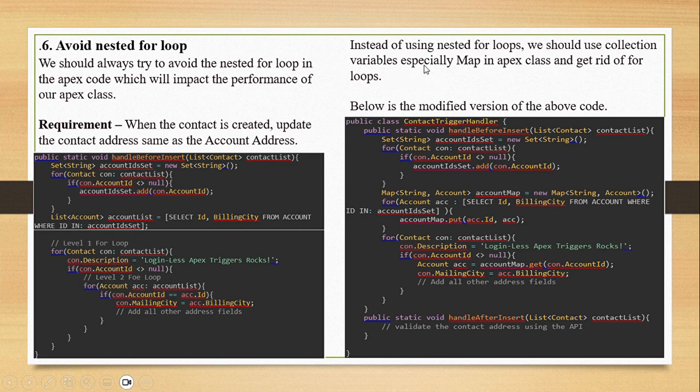And instead of using nested for loops, below is the modified version of the worker. You can compare that. We can create a public class with a constructor, then the step method for creating a list of the contact and set of string. For if contact.AccountId is not equal to null, then add the contact ID, then map the account map from this account for Account acc, select that account for contact, and public static after insert.